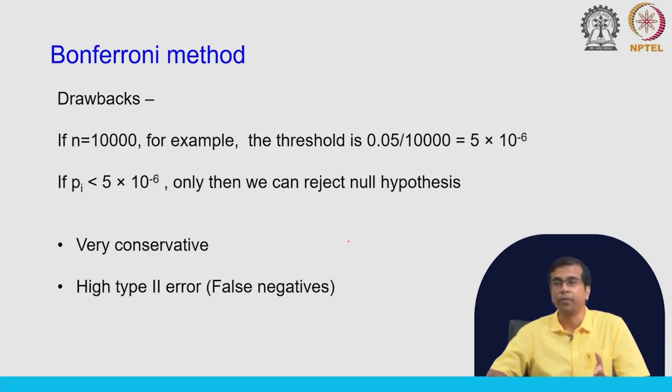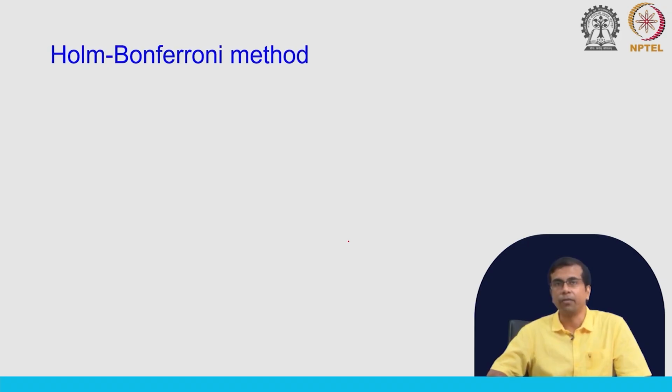Okay. So, that means this method has low power, and we commit a lot of type 2 error. Okay. So, what is the solution? There is a solution that has been proposed, it is called the Holm-Bonferroni method. So, this is a correction over the earlier method. The earlier method is very simple, so you can apply it very easily, but then you see you have a lot of problems.